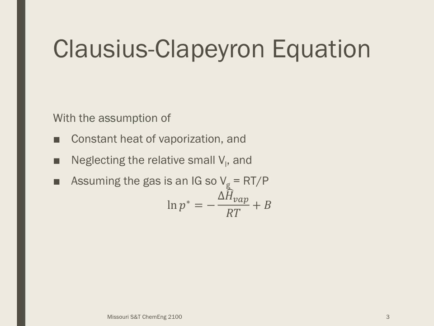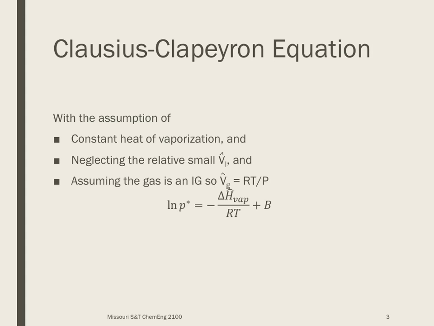The Clausius-Clapeyron takes those two simplifications plus one additional assumption. So we're going to assume that the constant heat of vaporization is going to be correct. We're going to neglect the relatively small liquid-specific volume, and we will assume that the gas is an ideal gas, and these are specific volumes in each case. And if that's the case, then I can use the ideal gas law, so the specific volume of the gas, if it's an ideal gas, is RT over P.